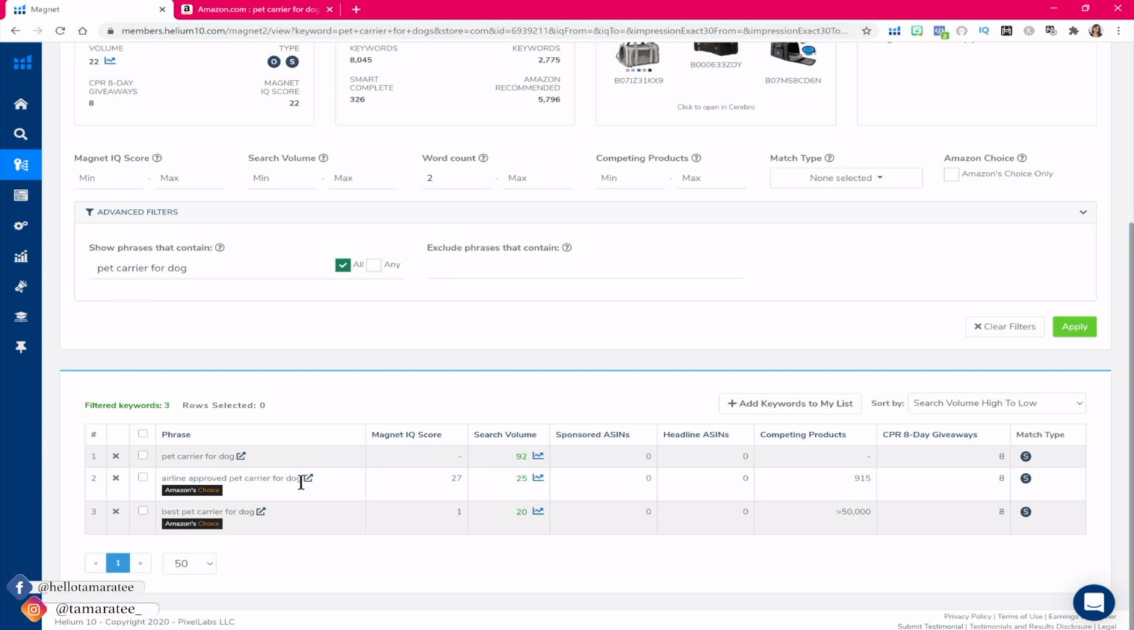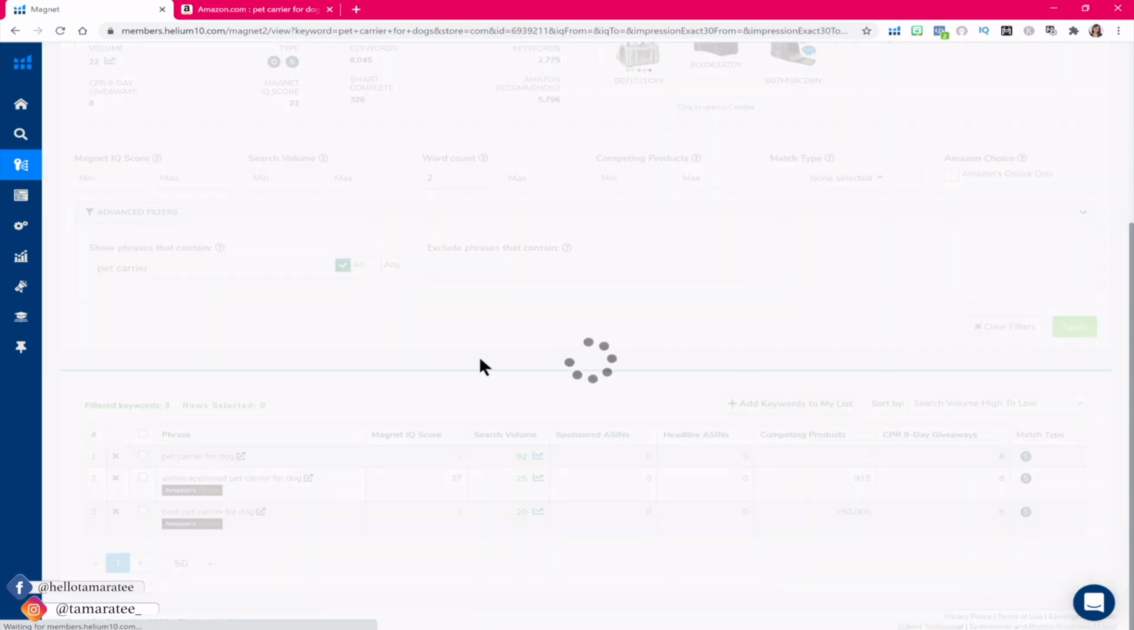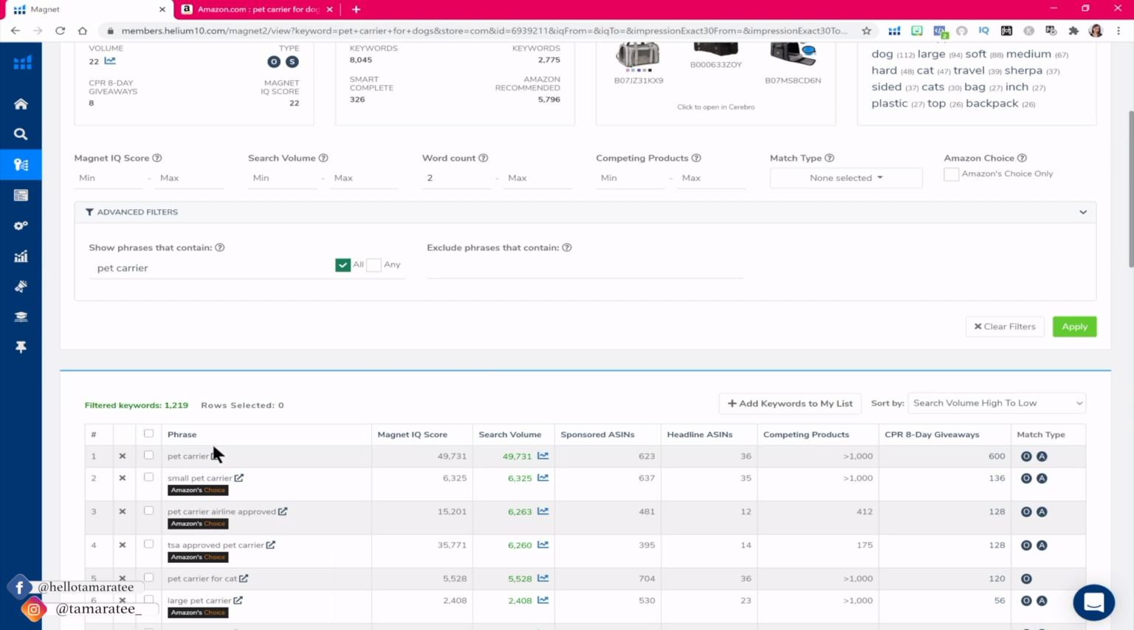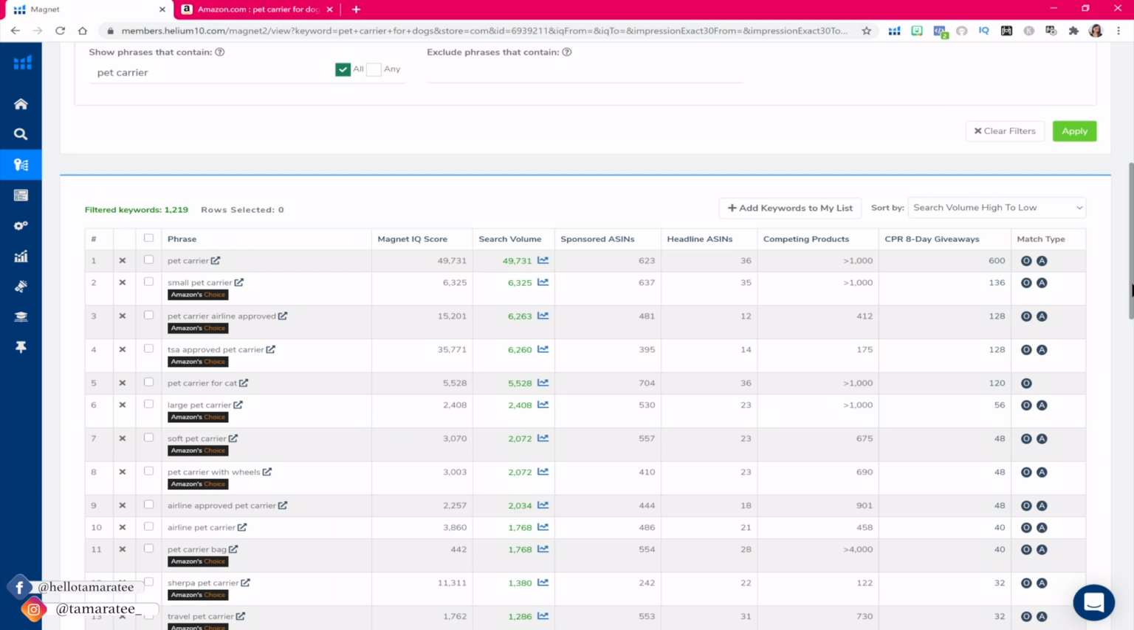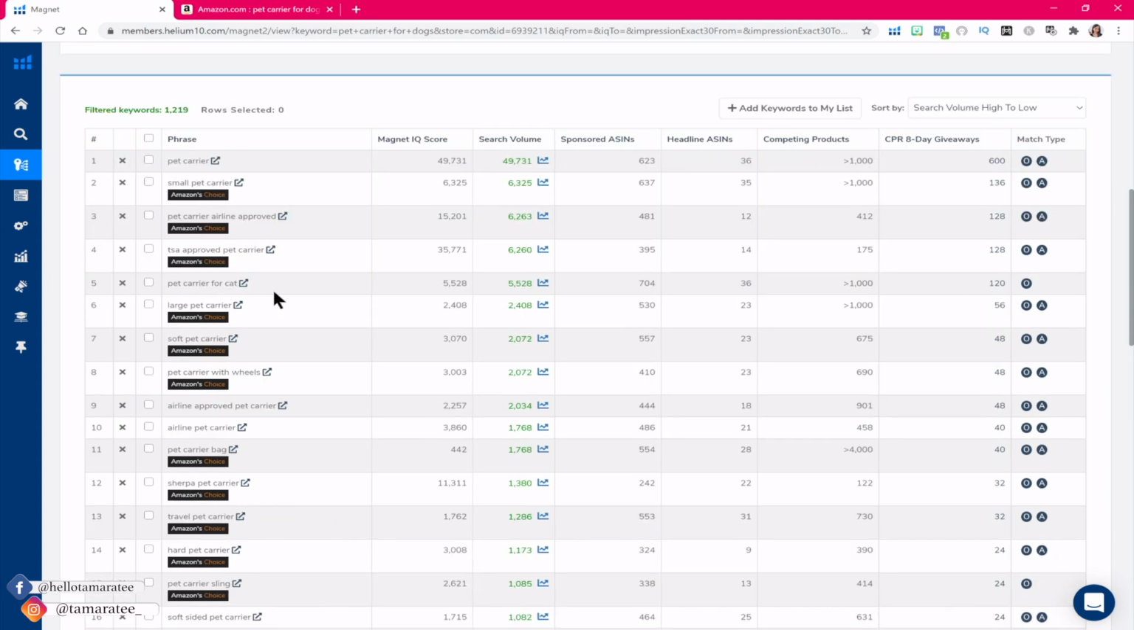Now I think this is too specific because as you can see, the search volume here is very low. So let's just do pet carrier, apply, and this will pull up more keywords. There you go, 1,219 keywords, and these are all keywords related to a pet carrier. So this is a really good amount of searches per month. 5,000 people searching, 6,000 people searching, 1,000 people searching for these types of keywords.